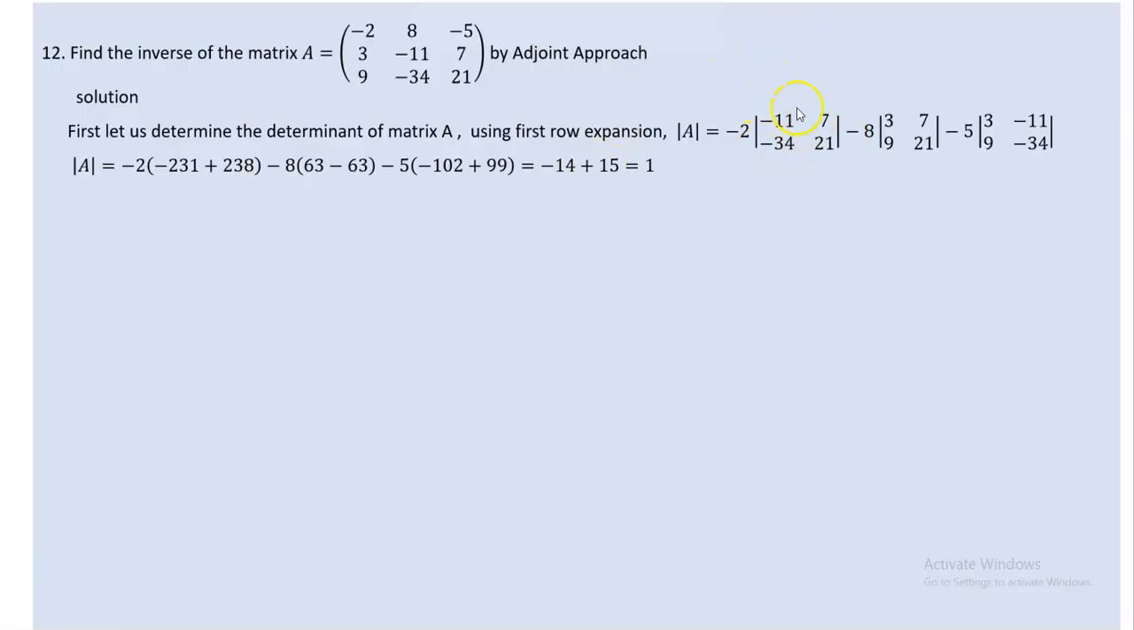So what I need to do is multiply negative 11 times 21, and it is going to be negative 231. And I took minus 2 as it is. Negative 34 times 7, you look, that is negative 238, because of having minus in front, turns to be plus. So minus 8 is directly taken. Now 3 times 21 is 63, and 9 times 7 is 63, so having minus in between enables us to have 0. And do the same for these two, because minus 5 is taken. Look, 3 times minus 34 is negative 102, plus 9 times minus 11, negative 99, but having minus in front makes this plus. So dear students, when you operate this, you will obtain 1.